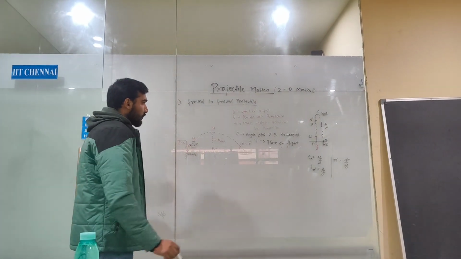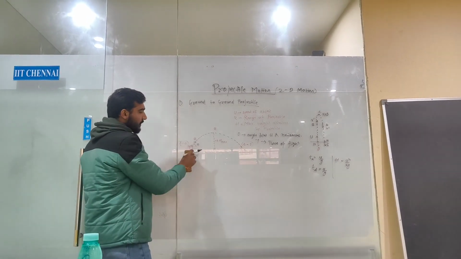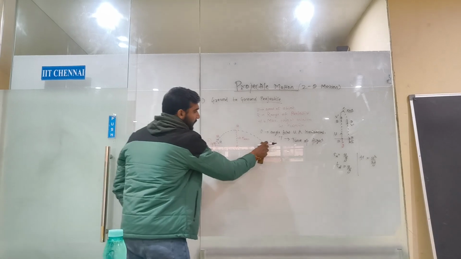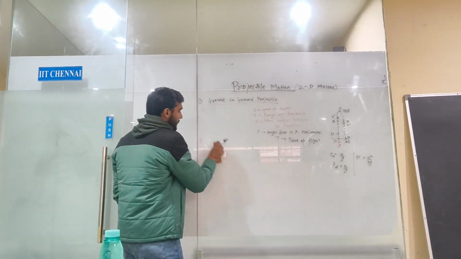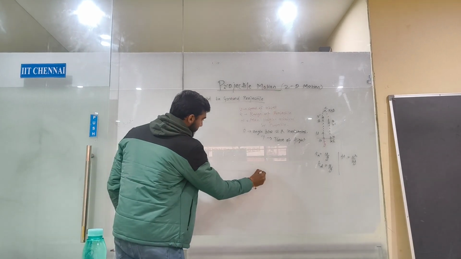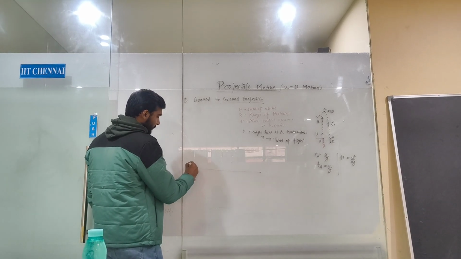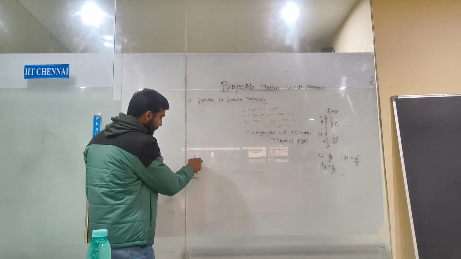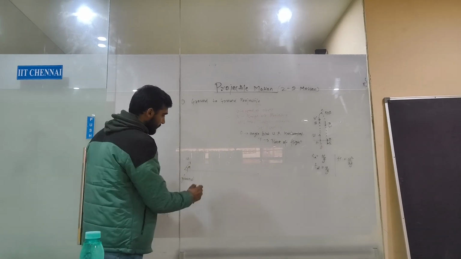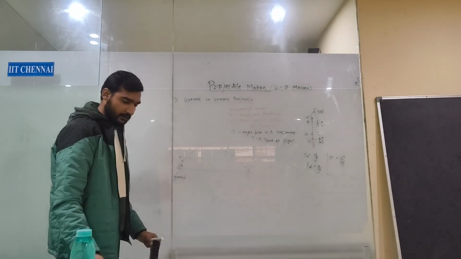First of all, I am drawing a new diagram. This is the nomenclature we have seen: what we call R, H, theta, and T. Now I am making the new diagram. This is the ground. We throw at velocity u at angle theta, and it will go like this.